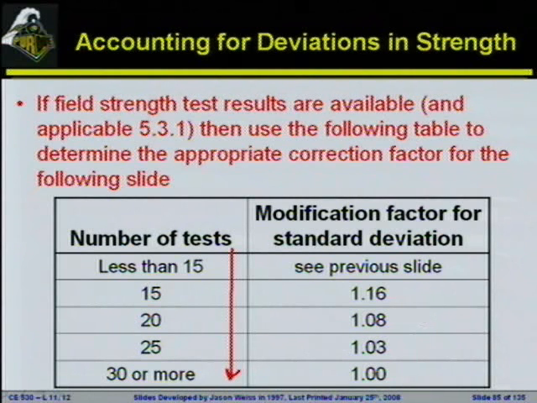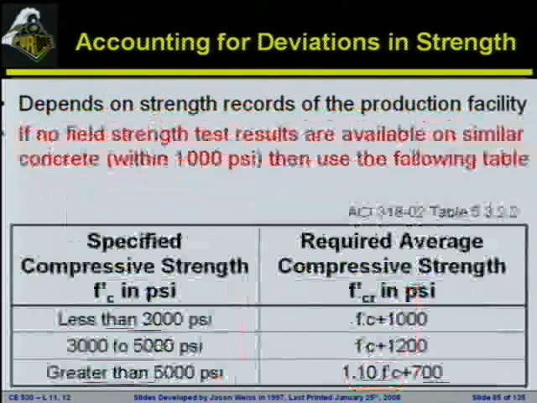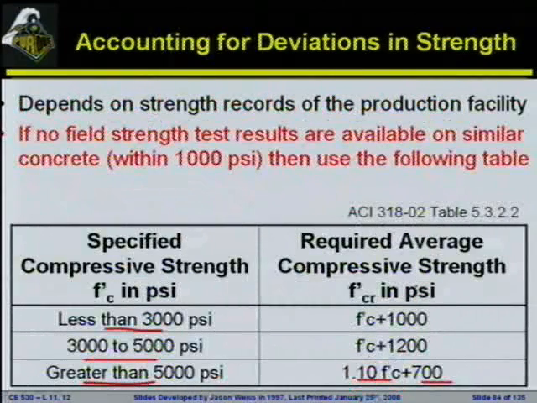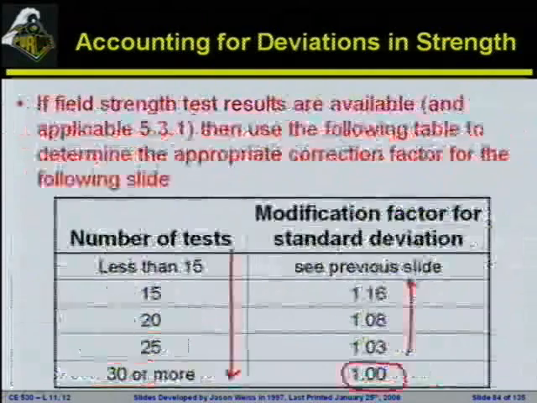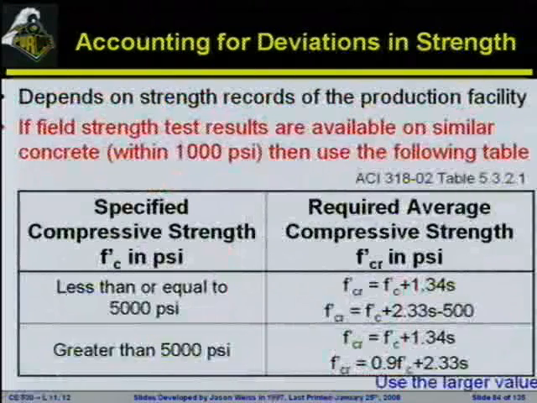So if you have a lot of data, you can simply use the standard deviation directly. If you have less and less data, you're going to multiply that standard deviation by a factor that is going to make sure that you're conservative. If you have fewer than 15 previous tests, go back to the tests that assume that you've never made concrete before. Most conservative of everything. And when you do that, you're going to account for the deviations in strength using the records from your facility.